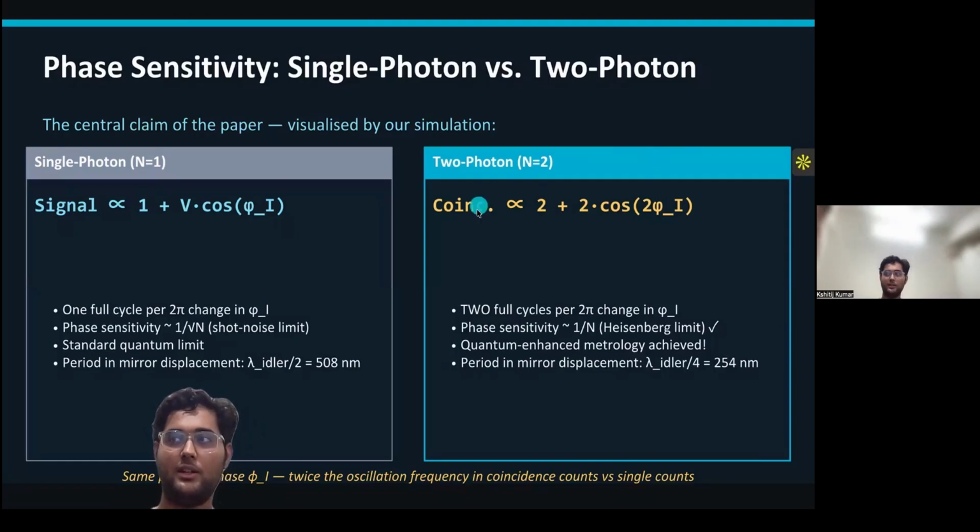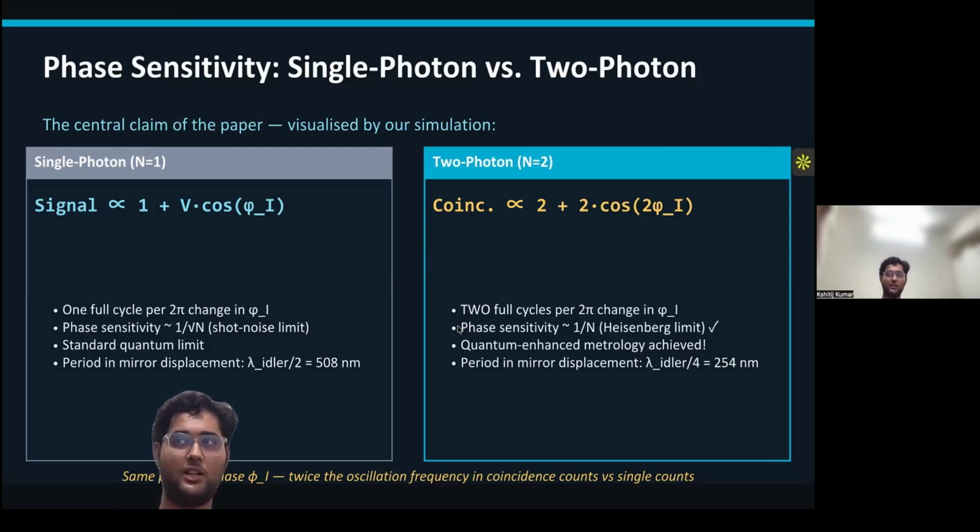As you can see in this slide, essentially what this slide does is it gets the central claim of the entire paper. It's really just one comparison of what happens to a single photon versus what happens when you have two. On the left, in the single photon case, the intensity goes as V times cosine of phi, so for one full oscillation cycle, for every 2 pi change in the idler phase, the phase sensitivity here scales as 1 over root n.